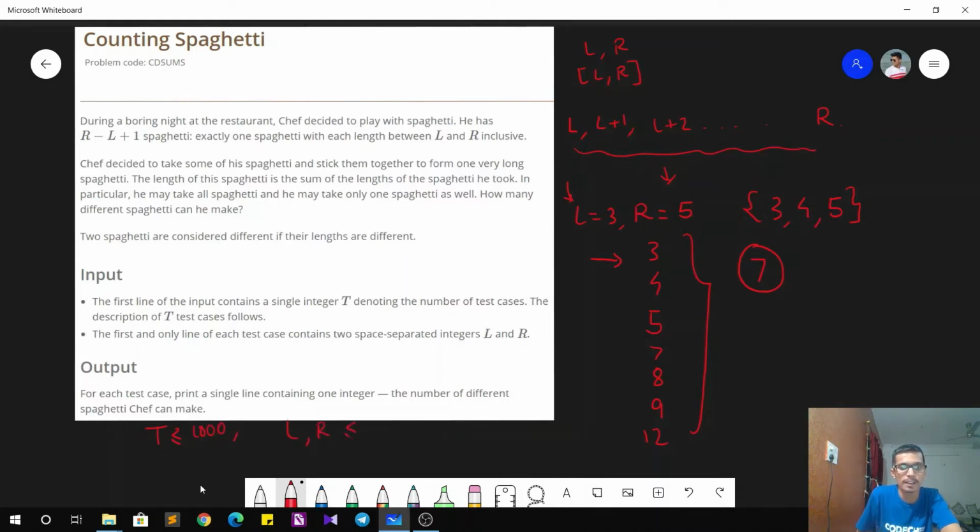The constraints for the problem are the test cases can go up to 1000 and the numbers L and R can go up to 10 to the power 9. Although for smaller subtasks, the constraints may be special and smaller.